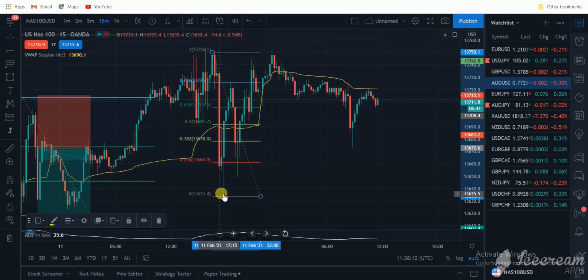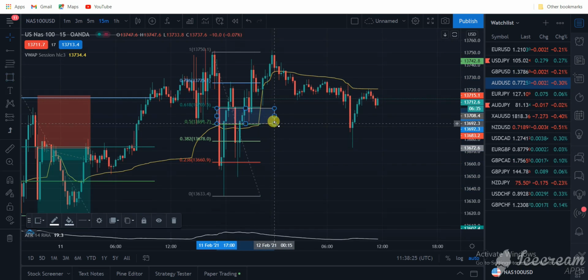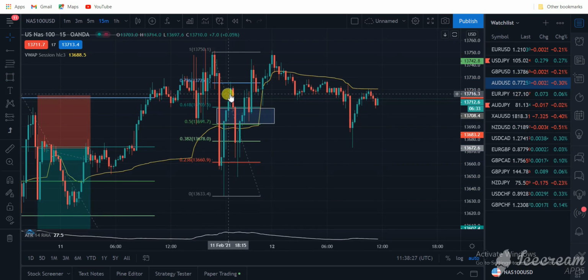So we have to take this into consideration, guys. So the markets came back, retraced, and it came back to this 61.8 zone at this point. You can clearly see that. So this 61.8 and 50 zone at this point, and the market engulfed at this point.